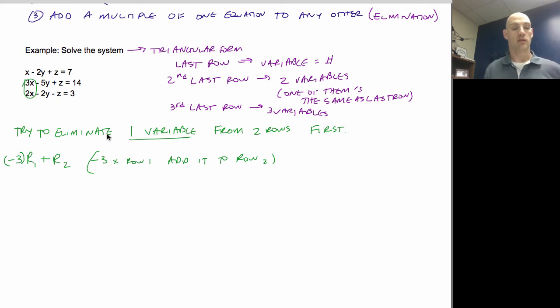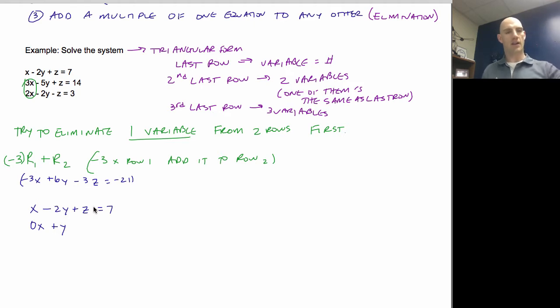So what does it look like? Well, if I do -3 times row 1 and add it to row 2, I'm going to have -3x plus 6y minus 3z equals -21. That's what I'm going to be adding to my second row. So my first line doesn't change. My second line now becomes, I add this to it, so I have 0x, and then plus y, and then this is -3z minus 2z.